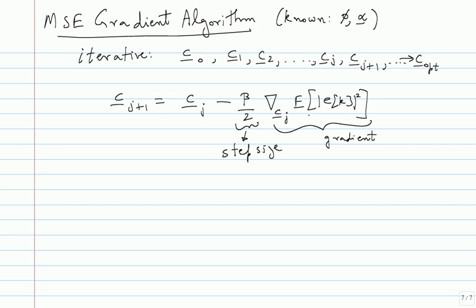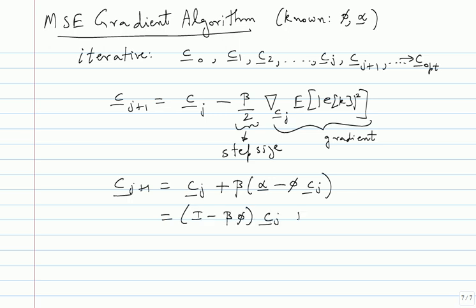Okay, so let's do those substitutions. So, you see Cj plus 1 becomes Cj minus, this is substituted from the gradient, it becomes beta. Well, I put plus here just for making all these things plus. So, you get alpha minus C phi Cj, right? So you play around with it. Maybe you can write it as I minus beta phi Cj plus beta alpha. Okay. So that's the update for Cj plus 1.